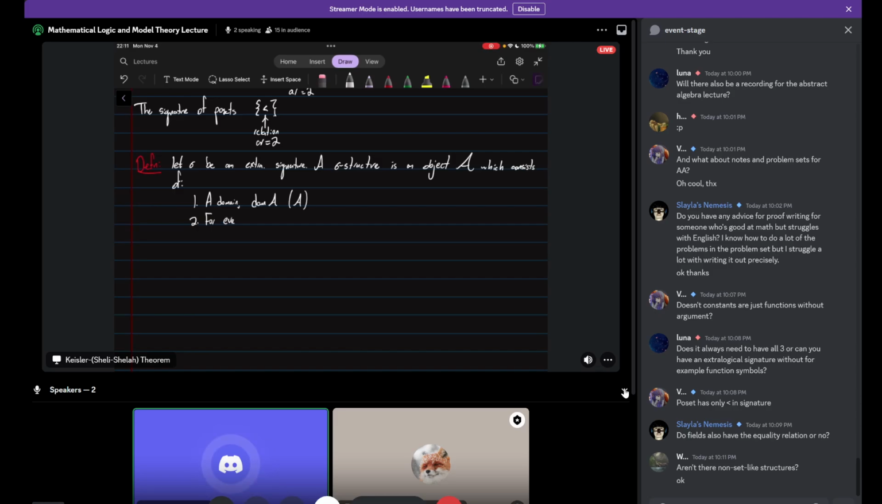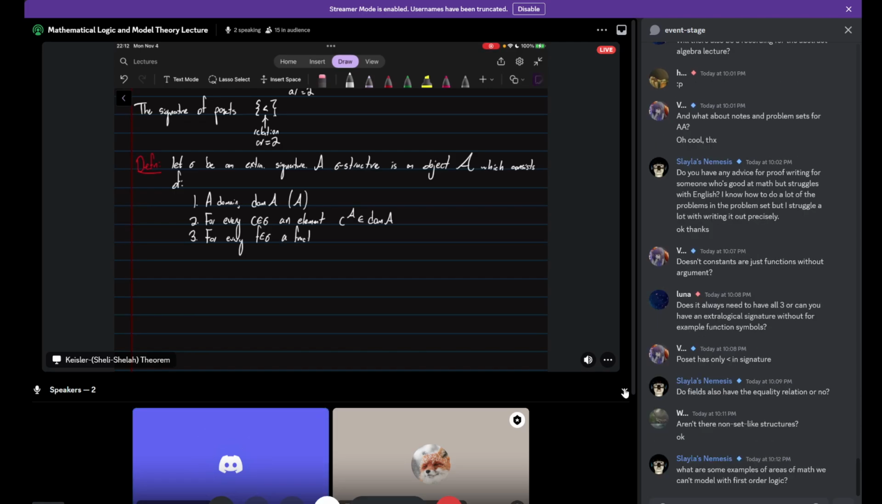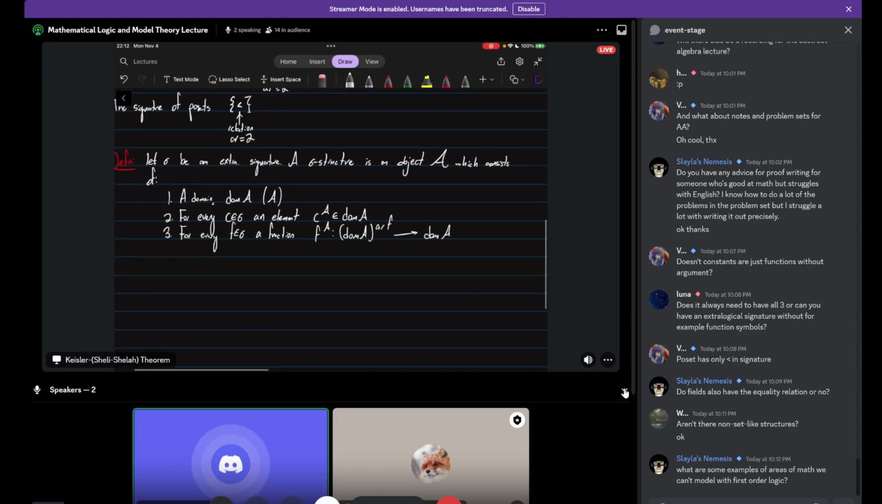2. For every constant symbol in sigma, an element, so we call an element C of A, so C superscript A in the domain of A. 3. For every function symbol in sigma, a function f of A, which is from the domain of A to the power of the arity of f to the domain of A. So for example, if f has an arity of 2, then f of A would be from the domain of A times the domain of A to the domain of A.